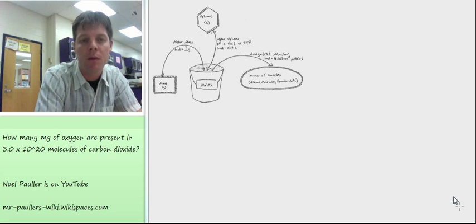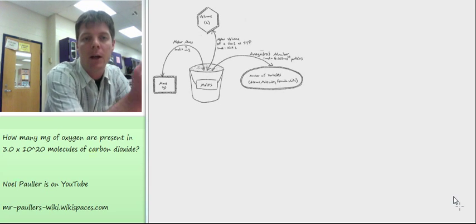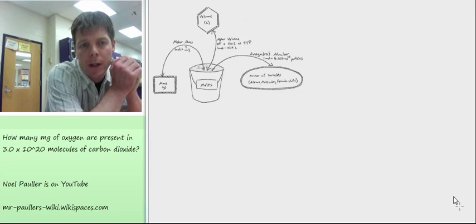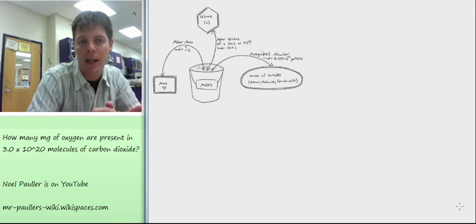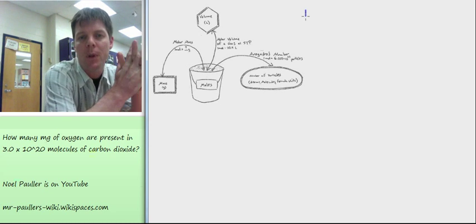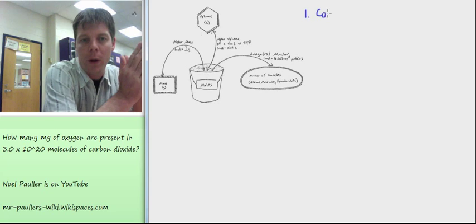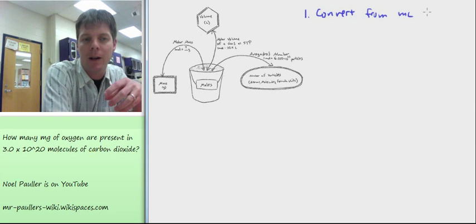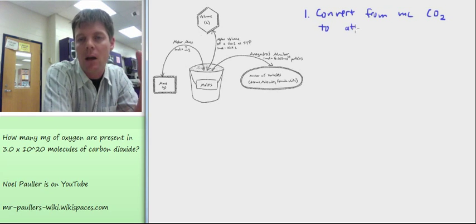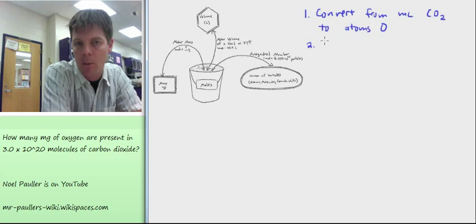Now in order to solve this we're going to use the mole bucket diagram, that's right over there, and we're going to use that to help us diagram a strategy in order to solve this problem. So let's go ahead and take a look at what our strategy is going to be. First step, we are starting with information about how many molecules of carbon dioxide are present in the sample. We want to figure out information about oxygen, so we need to convert from molecules, MC, of carbon dioxide to atoms of oxygen. That'll be step number one.